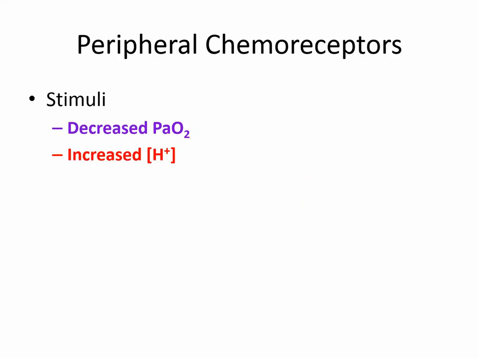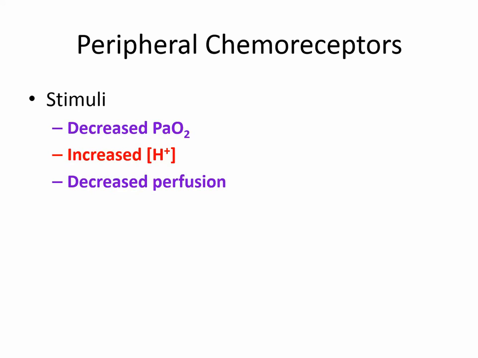The peripheral chemoreceptors also respond with increased ventilation to an increase in hydrogen ion concentration. It doesn't matter whether the acidosis is metabolic or respiratory. It is not strictly speaking a linear response. There's a threshold of acidosis which has to be achieved before you get an increase in ventilation stimulated by the peripheral chemoreceptors. They also respond to decreased perfusion.